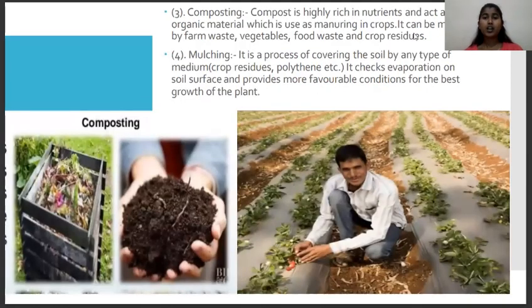Third one, composting. Compost is highly rich in nutrients and acts as an organic material which is used as manure in crops. It can be made from farm waste, vegetables, food waste, and crop residues. Fourth one is mulching. It is a process of covering the soil with any type of medium. It includes crop residues, polythene, etc., and it checks evaporation from the soil surface and provides more favorable conditions for the best growth of the plant.